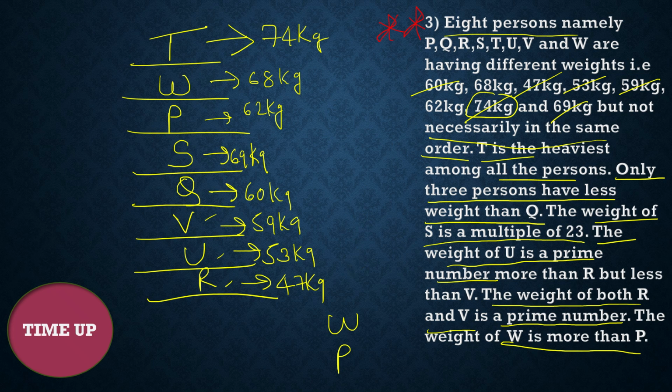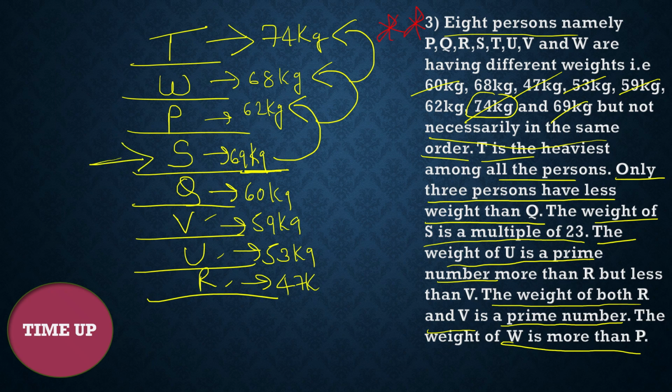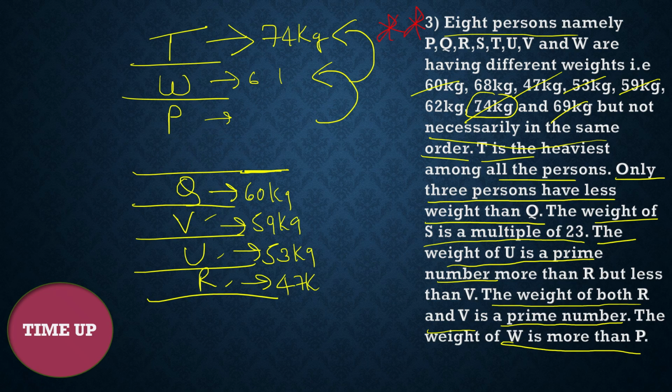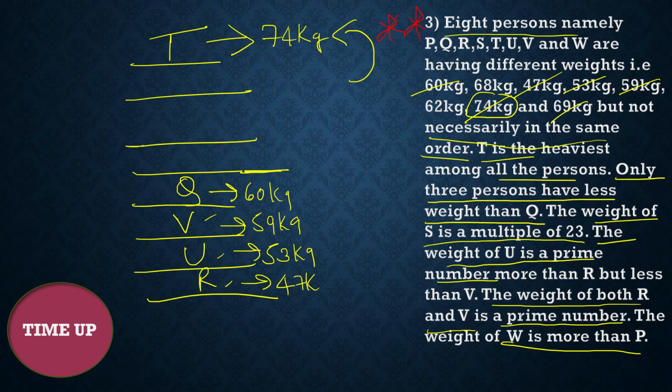Why am I saying something is wrong? Because S's weight is 69 kg. If 69 kg is placed here, then P's weight would be greater than that, W's weight greater than that, and T's weight greater than that. Understanding? P, W, T should be more than S. If I place S here, what should I do? I should place S here somewhere. Then only the arrangement will be right.